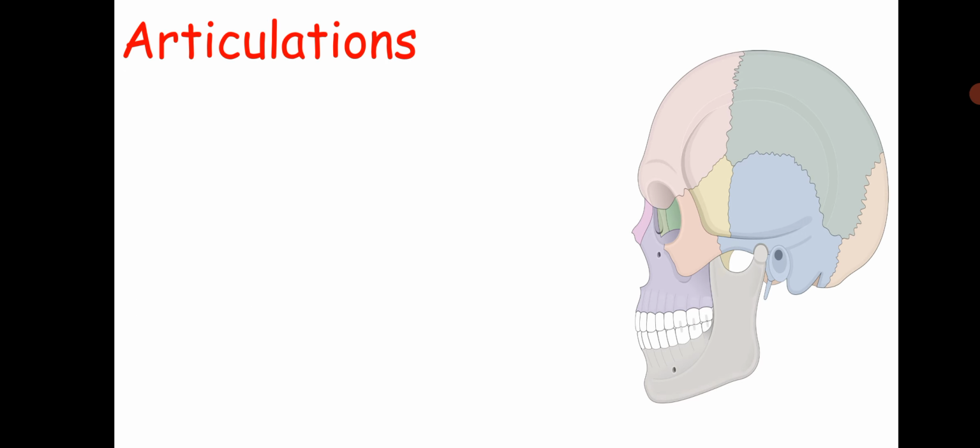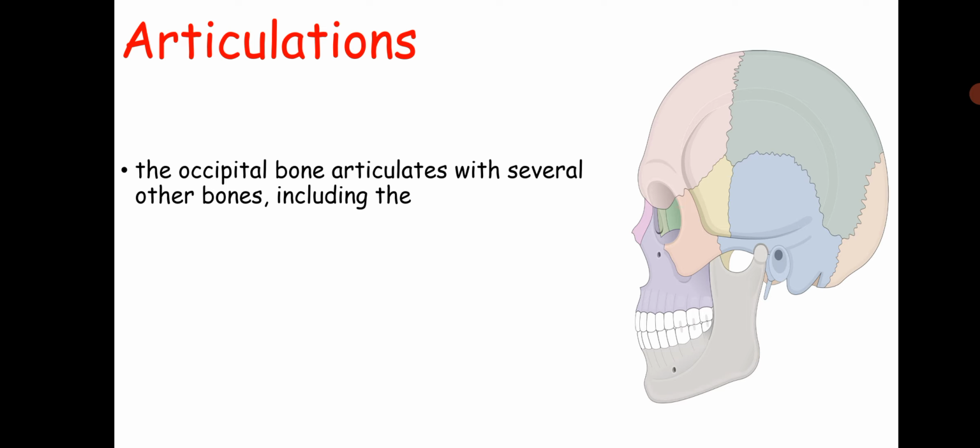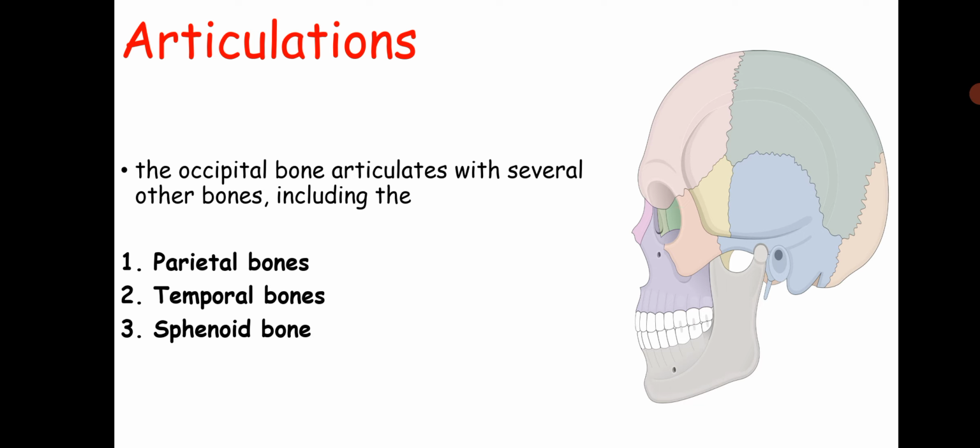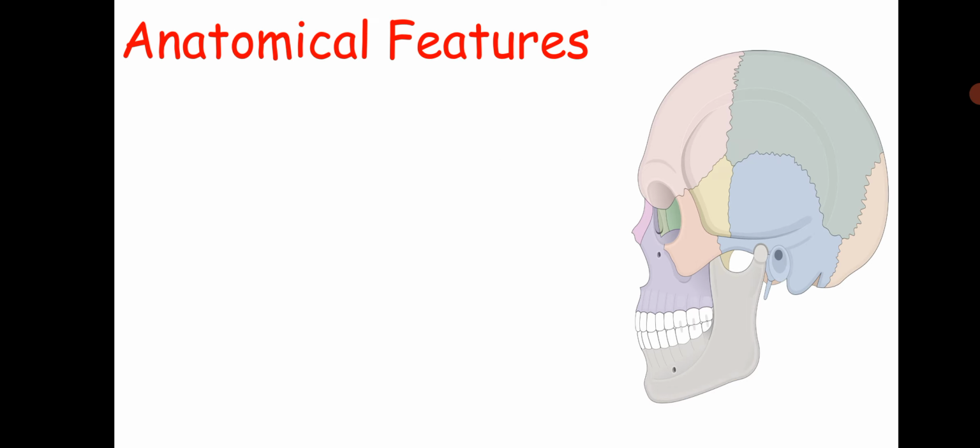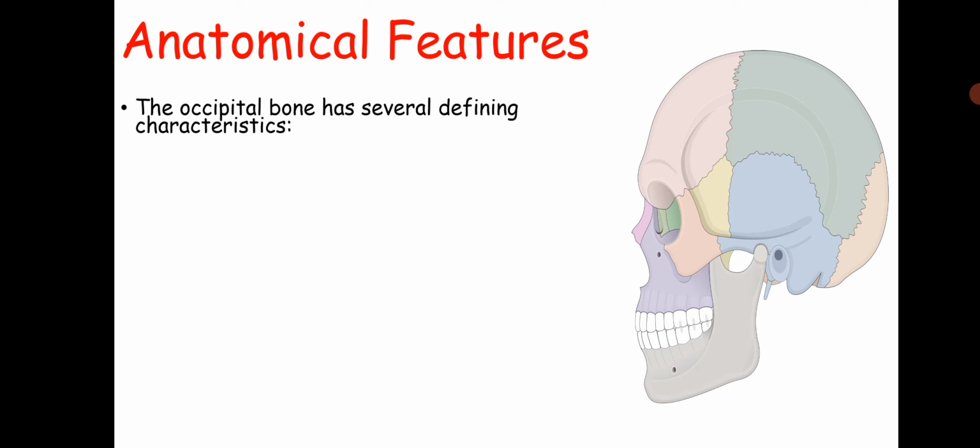Now let's talk about articulation. Occipital bone articulates with several other bones including the parietal bone as you can see here in the diagram, temporal bone you can see in the diagram, sphenoid bone, and the first cervical vertebra that is also called as Atlas vertebra or C1. Now let's talk about anatomical features of occipital bone.